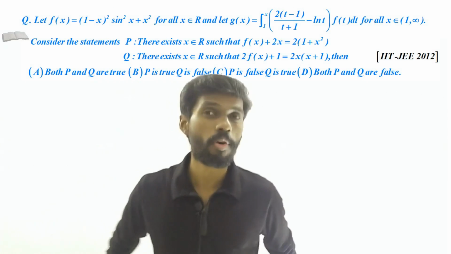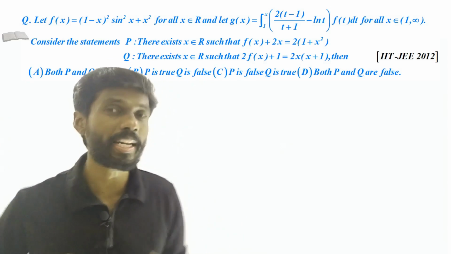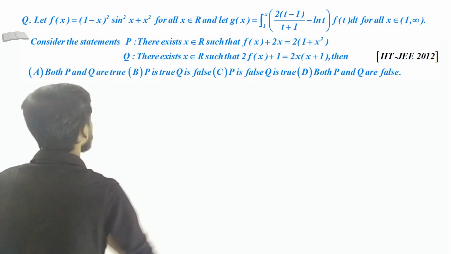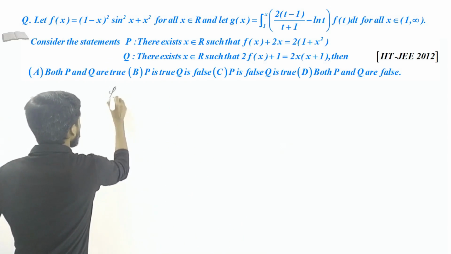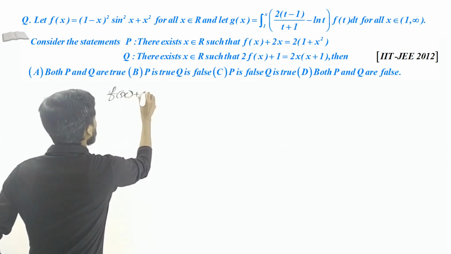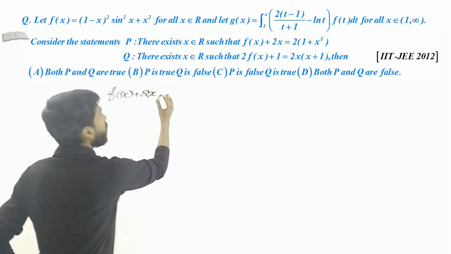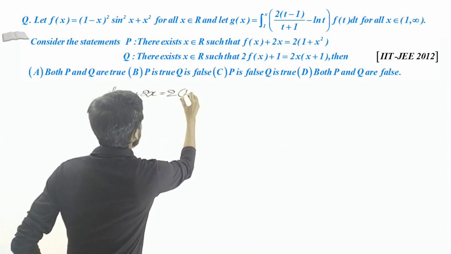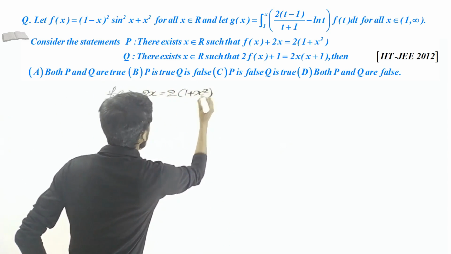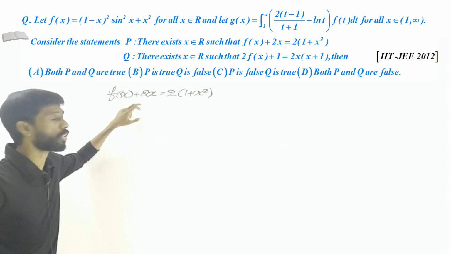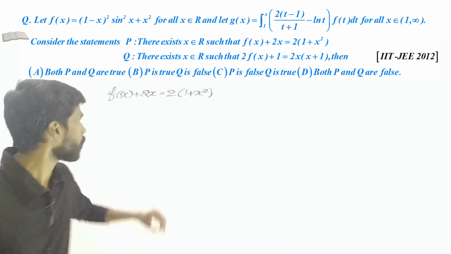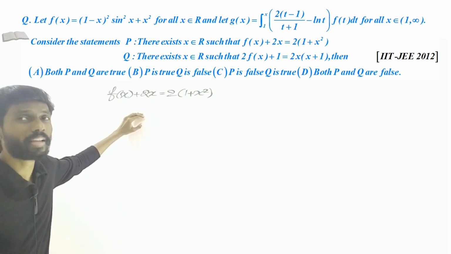Two functions are given, f of x and g of x, so we have to find something related to these functions. The first one is about the function f of x. We have to check whether the equation f of x plus 2x equals 2 multiplied by 1 plus x square has a root or not. If there exists some value of x satisfying this equation, that is the root of the equation. So let us check whether this equation can have any root.